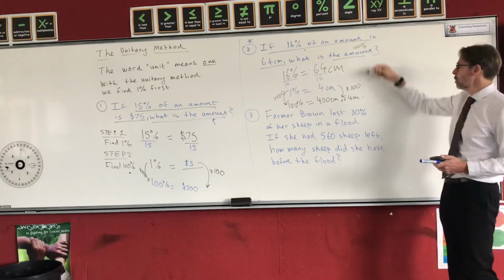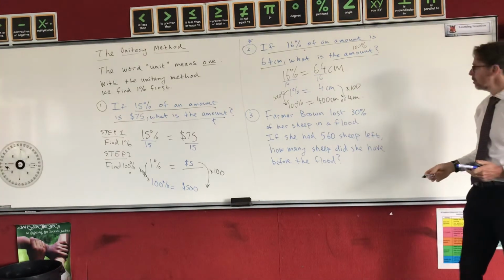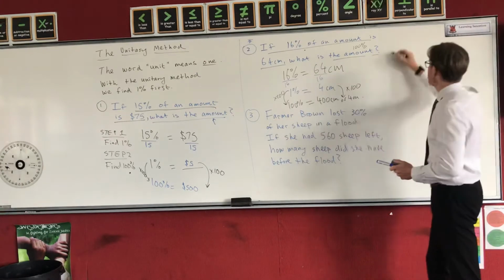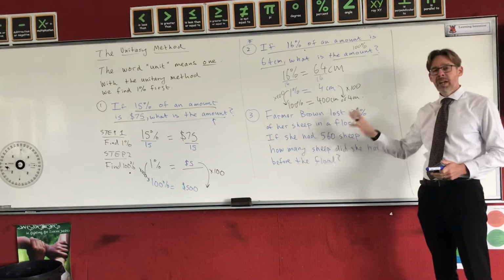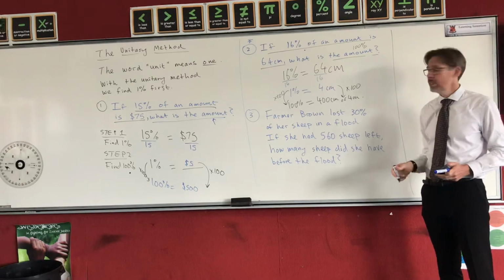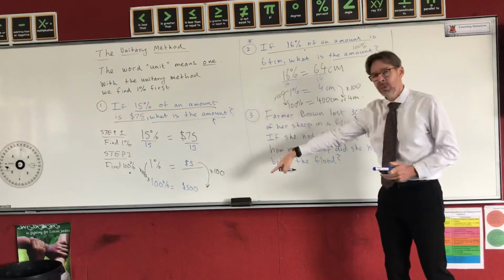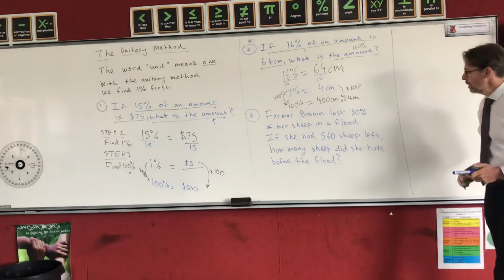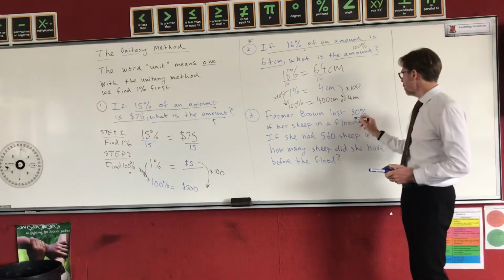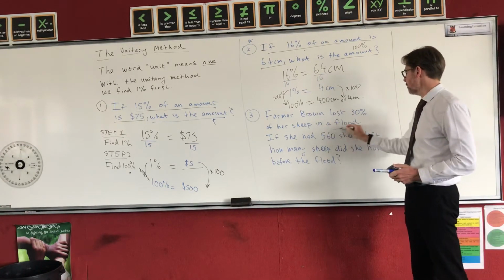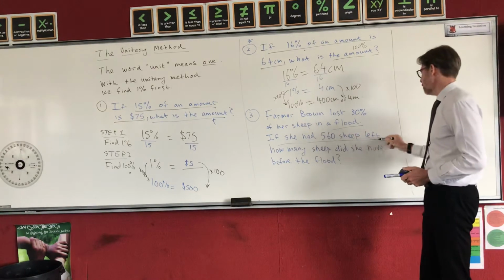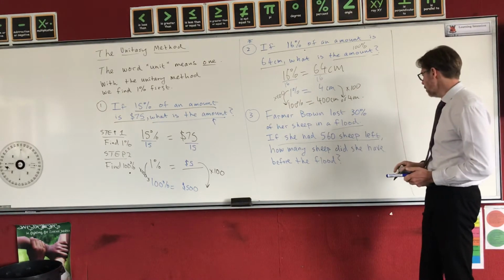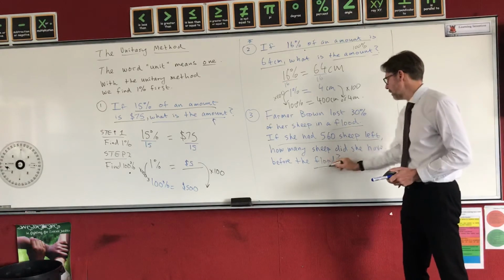Okay, make sure that is all copied down into your book as part of your notes. And we'll look at question 3 now. Now, copy question 3 down. You can either pause the video now, have a go at this question by yourself, that follows the same 2 steps as the other questions. Okay, Farmer Brown lost 30% of her sheep in a flood. If she had 560 sheep left, how many sheep did she have before the flood?